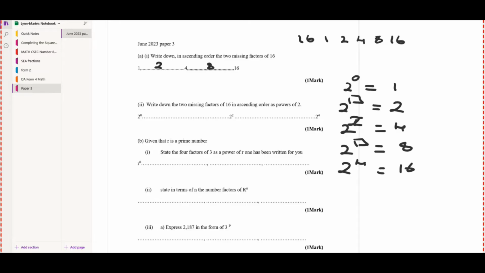2 to the power of 1 is 2. So you know that the one missing here is 2 to the power of 1. Then we can see that it's actually increasing by 1: the power 0, 1, 2. So it is safe to say 2 to the power of 3, but you can check it on your calculator. 2 to the power of 3 is in fact 8. So we know that this would be 2 to the power of 3. That is your answer.